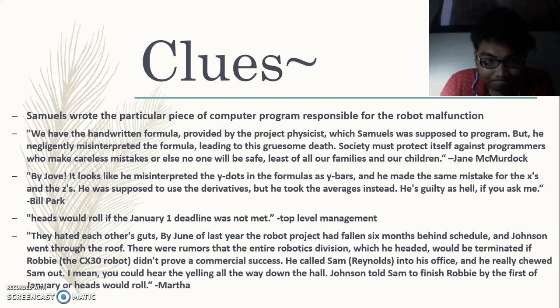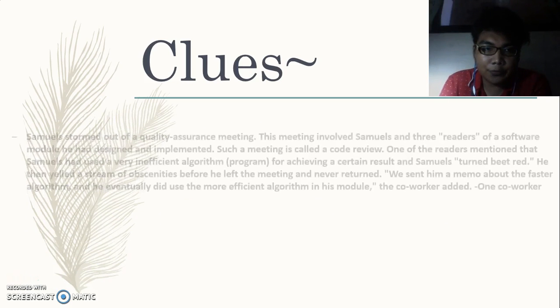This Johnson guy is the top level management, and he said that by the 1st of January, if Robbie is not finished, then heads would roll. So he put the development team under pressure. If you put a team under pressure, then they will not produce a good product, and it is prone to malfunctions, like just what happened, the death of Bart Matthews. So this Johnson guy is also responsible for the death of Bart Matthews.